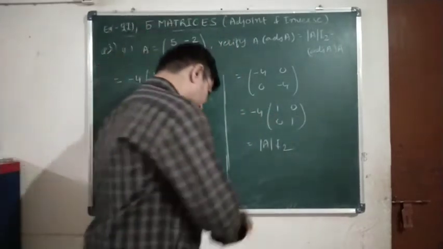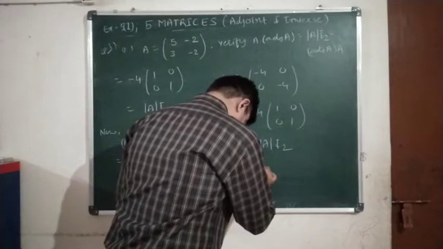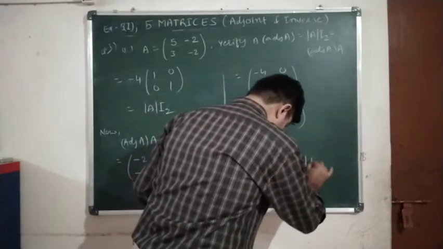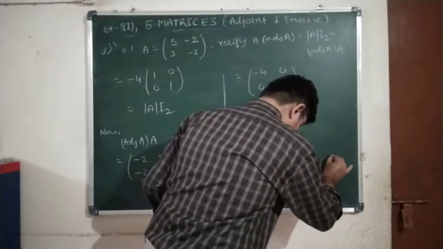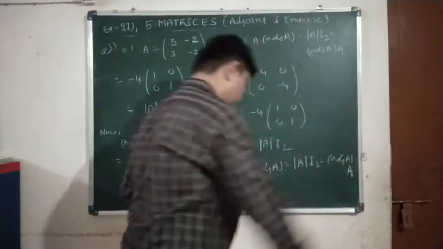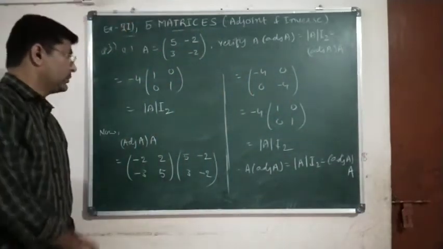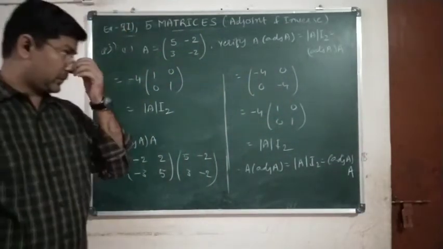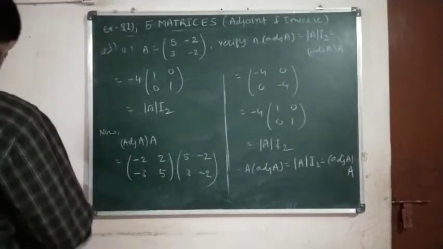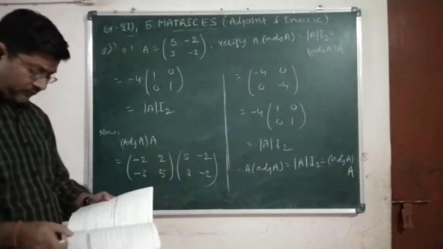Clear? And therefore we can write, A into adjoint of A is equal to determinant of A into I2 is equal to adjoint of A into A. Clear? So we have verified the property. Okay, question number 3, first part is over.